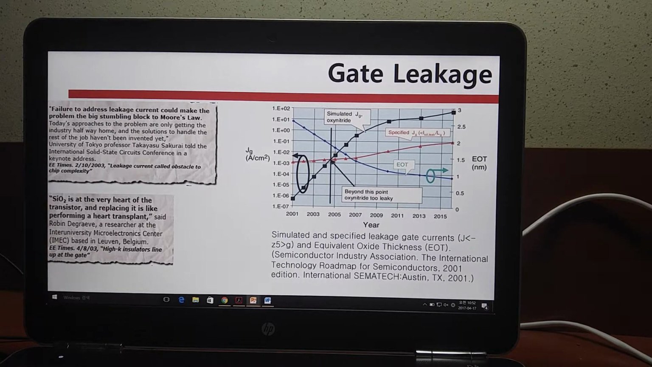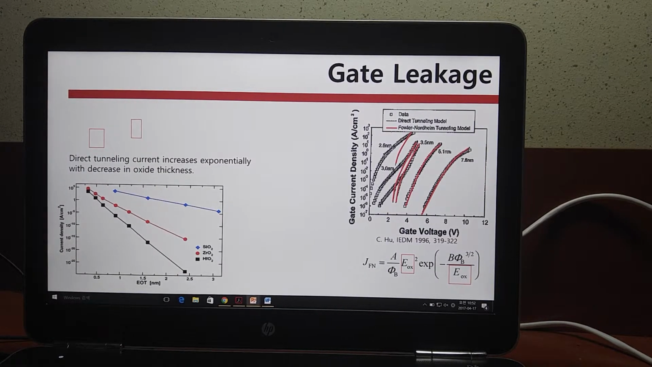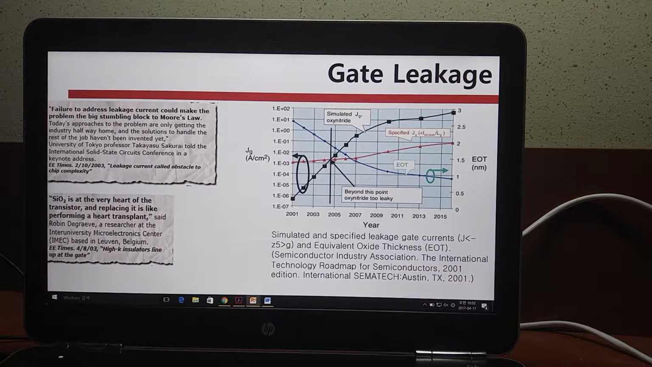And this is about the gate leakage here, and we're going to talk about this later.